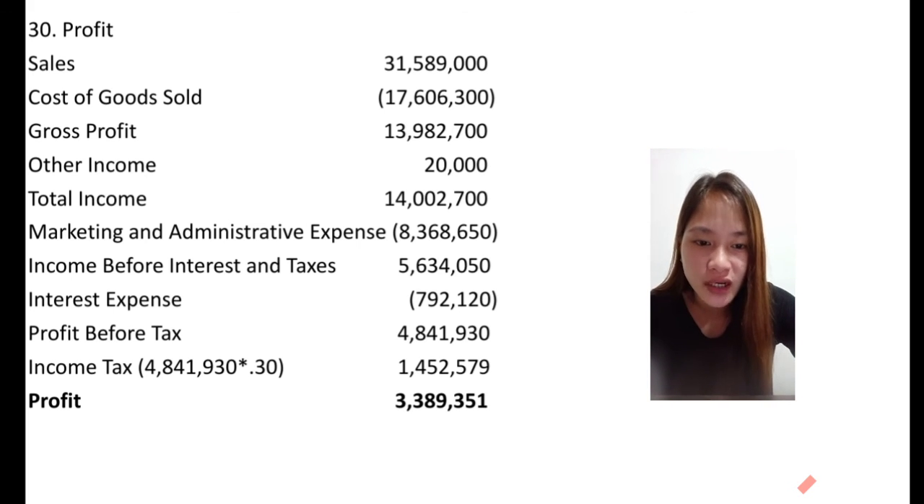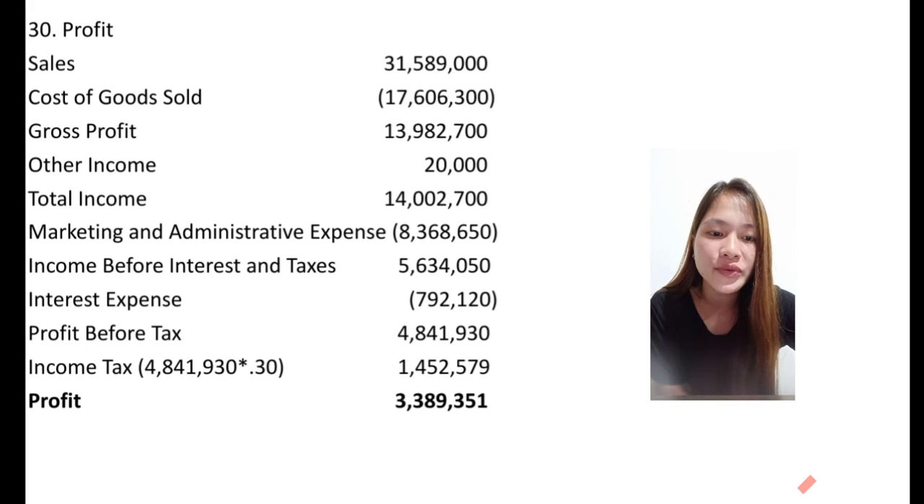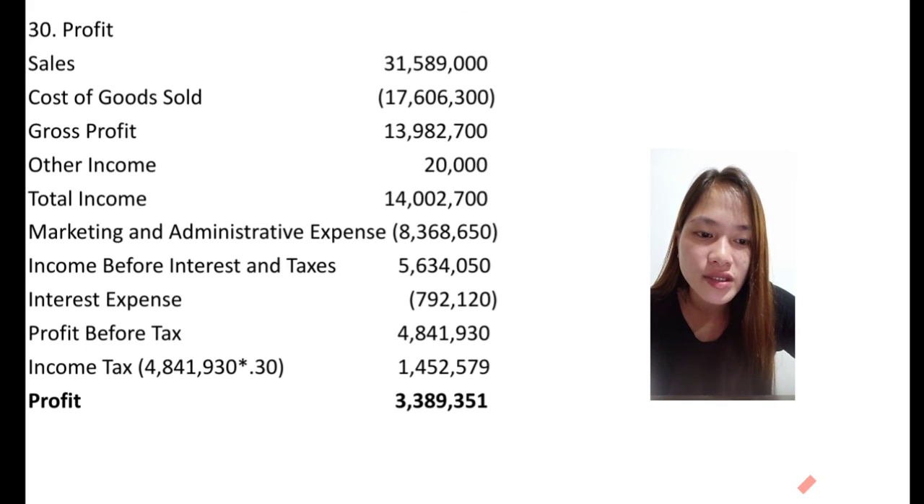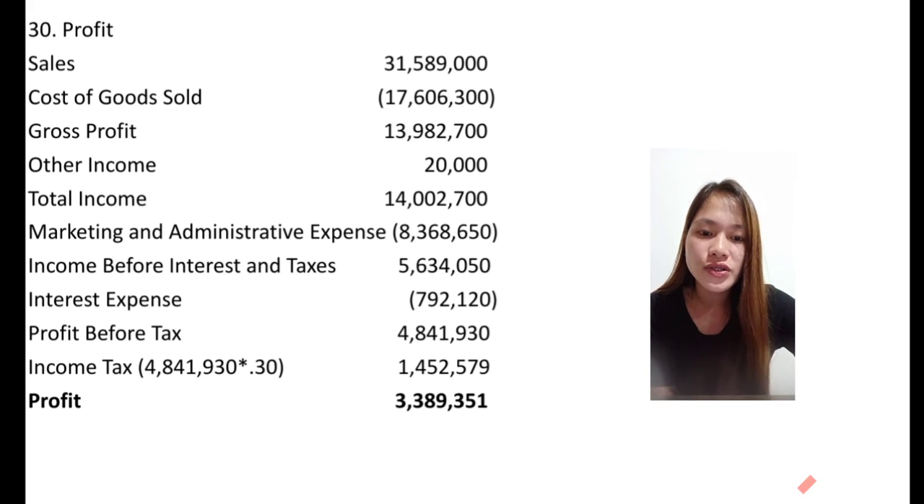So subtracted by the interest expense amounting 792,120 pesos. So the profit before tax is 4,941,930 pesos. Subtracted by income tax, which is 1,452,579 pesos. So our profit is 3,389,351 pesos.